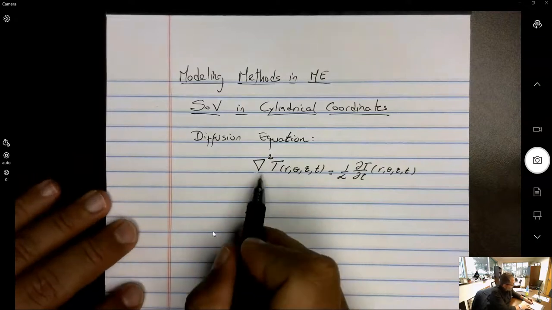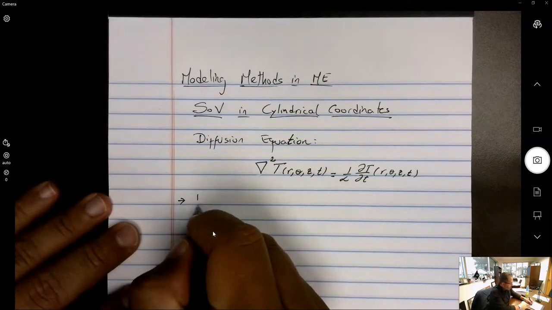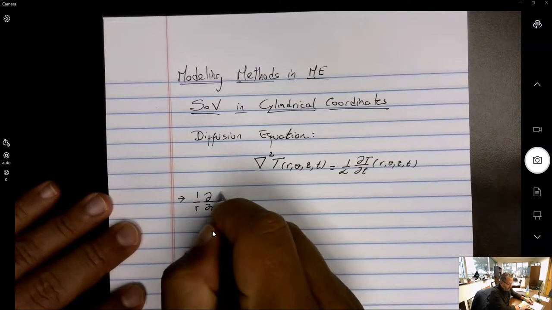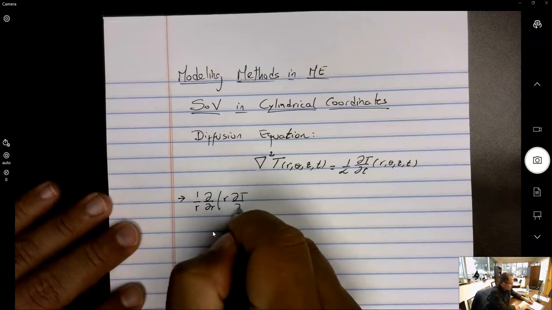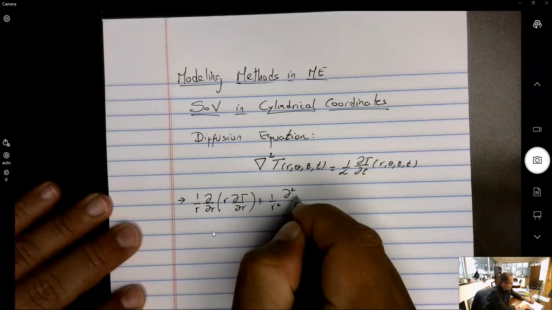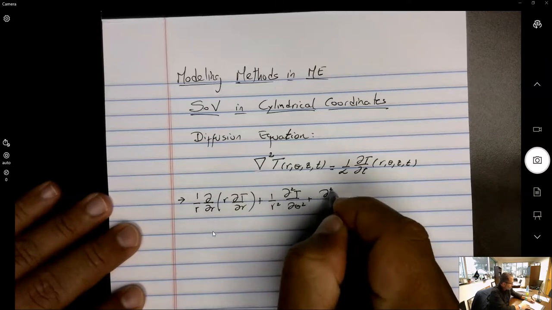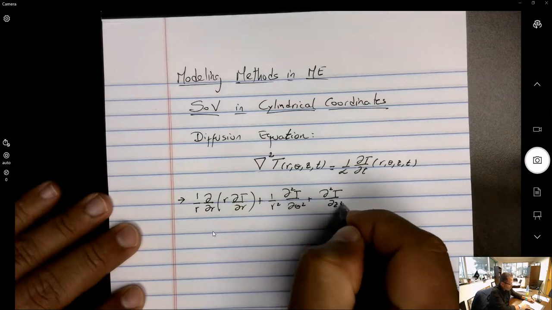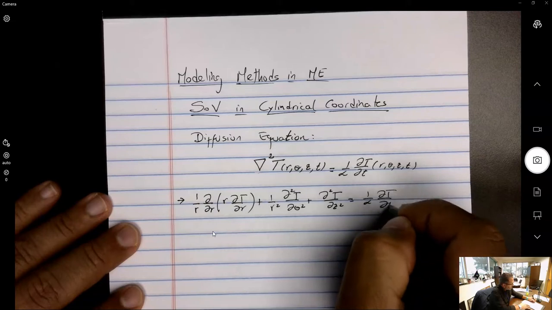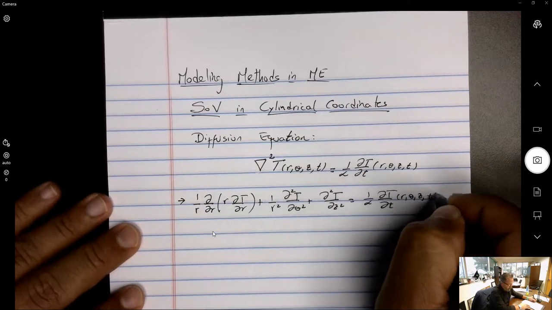So if we expand the Laplace operator in cylindrical coordinates, we know that that's going to look like 1 over r d/dr of r dT/dr, plus 1 over r squared, the second derivative of T with respect to theta squared, plus the second derivative of T with respect to z squared is equal to 1 over alpha dT/dt, but remember T is a function of r, theta, z, and t.